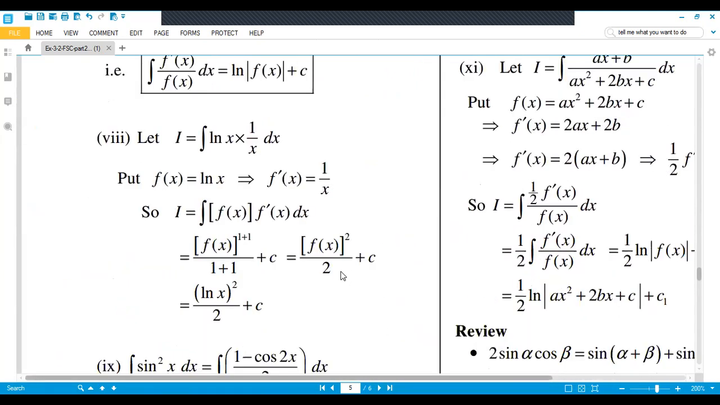Come to the eighth part. In the eighth part, you are given natural log of x multiplied by 1 over x. If you check, the further derivative of natural log of x is present. So here we use rule 1. Rule 1 is that if the further derivative of the given value is present, then 1 will be added in the power, and the same power will divide.